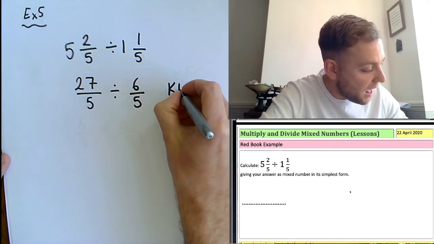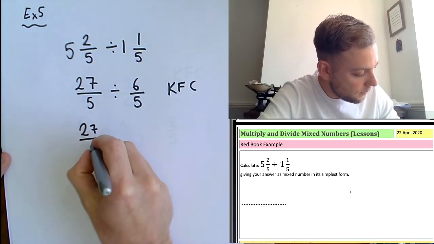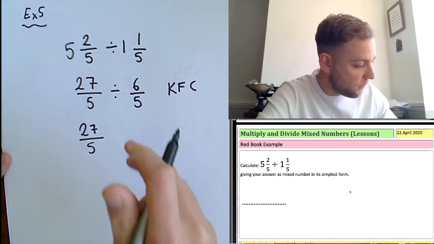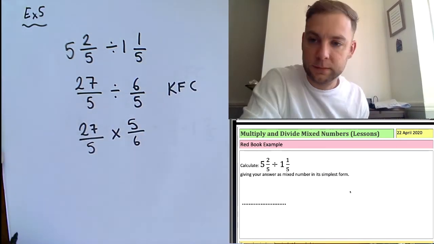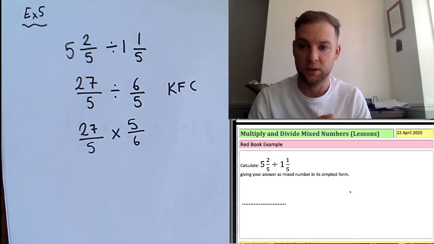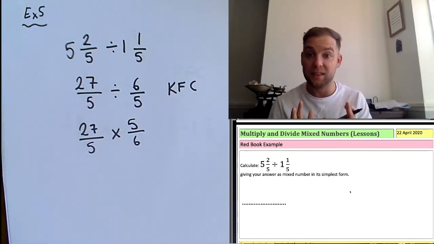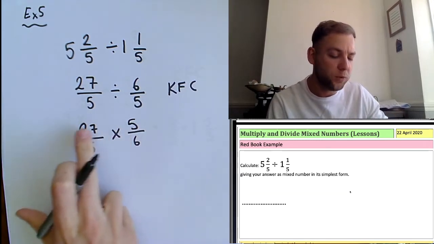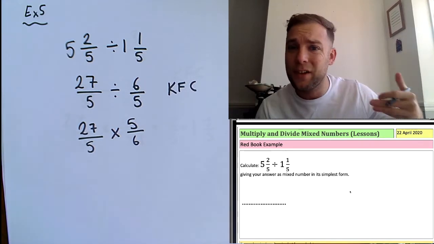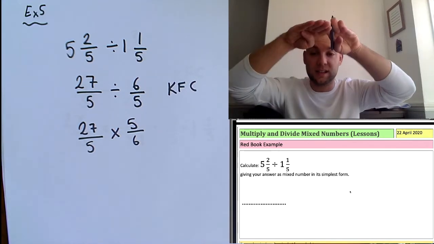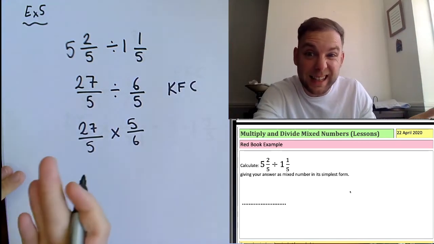I'm going to be using KFC. Keep this first one. Flip this one. And change this divide to a times. So, with this now, you might think to yourself, why can't I just times the top and times the bottom? You can do that if you want. However, you've got these horrible numbers. 27 times by 5 is difficult. And then it's going to be even more difficult if you want to simplify it. So we've got to see whether we can cancel anything on the top with anything on the bottom first. And you can see that you can.